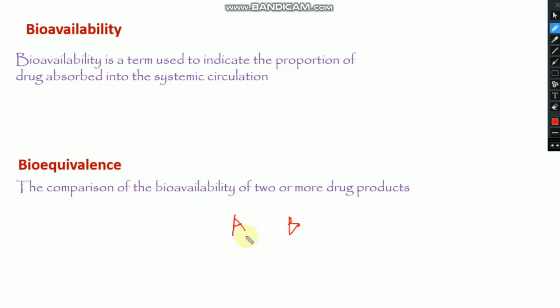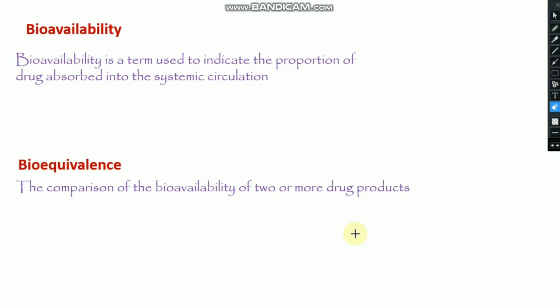So mainly, if you have any drug like A, it has some existing bioavailability and you want to modify the bioavailability of this drug, then you have to do the clinical trial experiment to check the bioavailability.